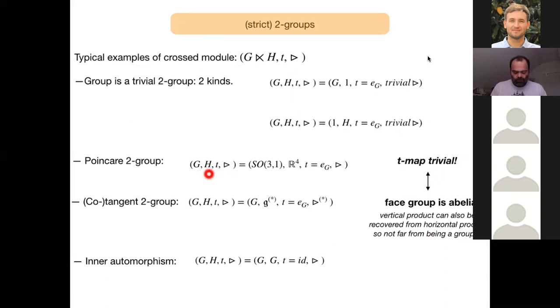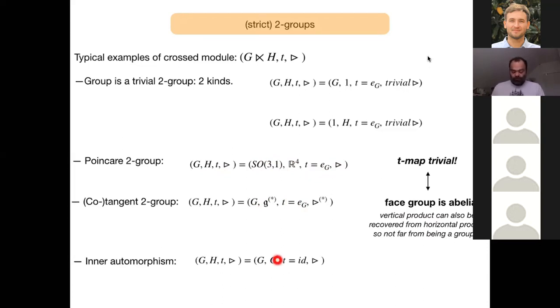Now there are more interesting examples, still with a trivial T-map. In this case, we have the Poincaré type two group. For example, we have SO(3,1) and R4, acting on R4. So SO(3,1) would be on the edges, R4 on the faces. It's abelian, right? It's a trivial T-map, which is just the action of the Lorentz group on R4. And then we can also deal with the Lie algebra or the dual of the Lie algebra. Again we see the Lie algebra as an abelian group, so the T-map has to be trivial and the action is just the action of G on this Lie algebra or dual Lie algebra.